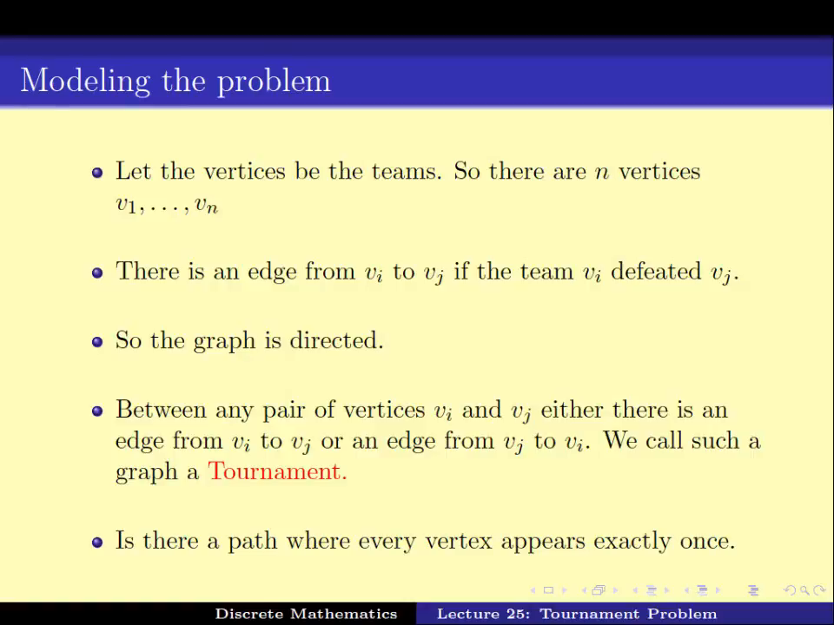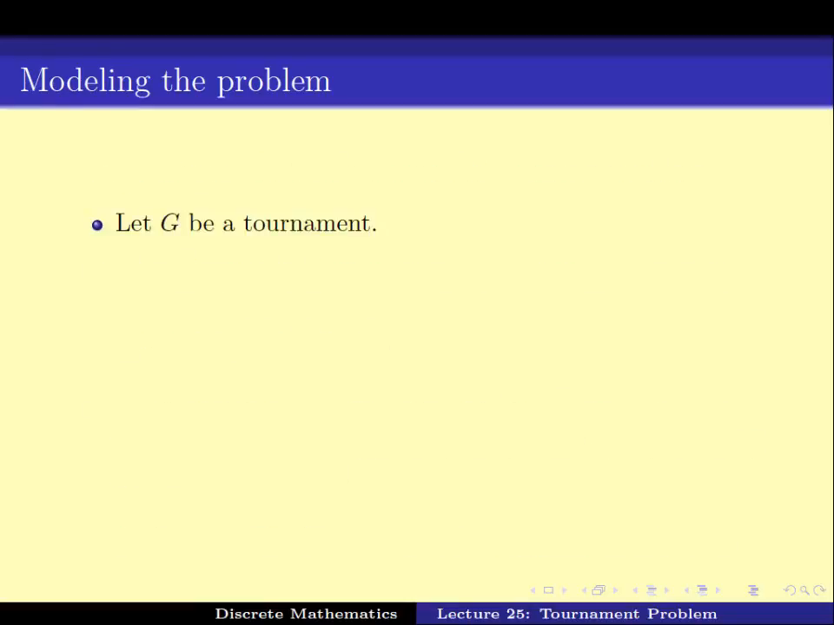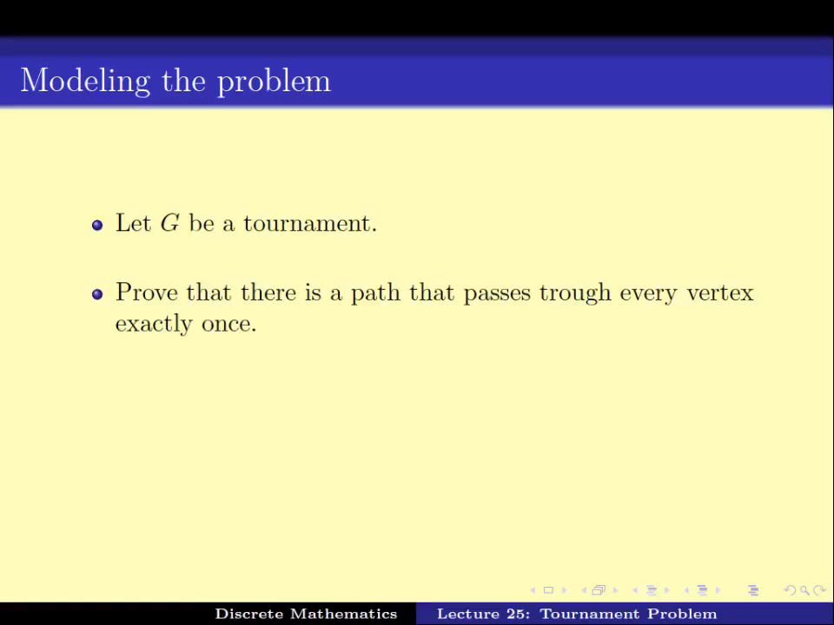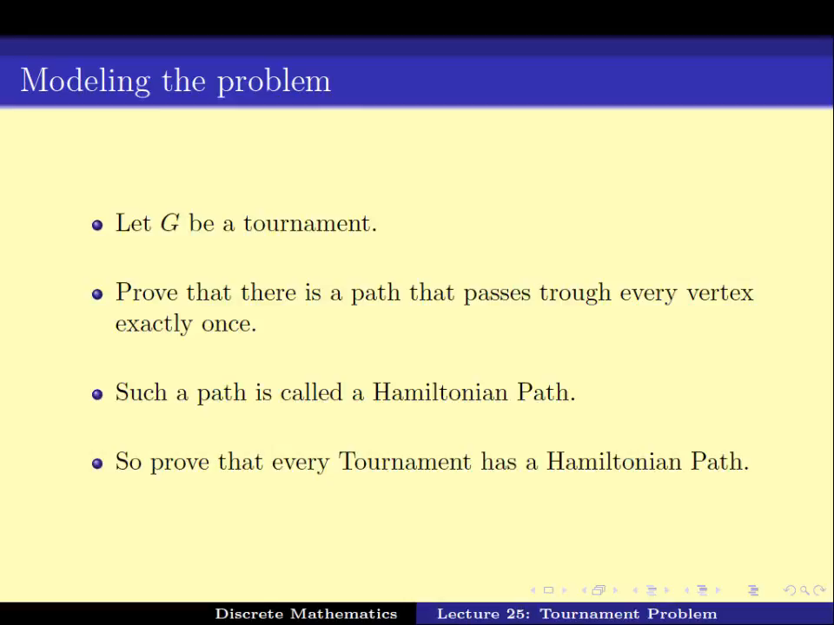By the way, this kind of graph where between any two vertices there is an edge oriented in one of the two directions is called a tournament. And as we have seen already, a path that touches every vertex is a Hamiltonian path. So in other words, what we are asking is: if G is a tournament, prove that there is a Hamiltonian path. So prove that every tournament has a Hamiltonian path.